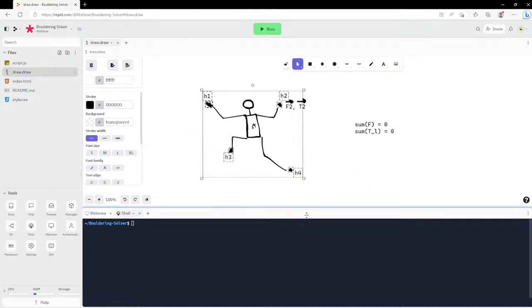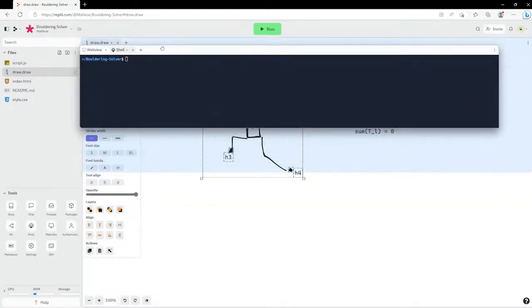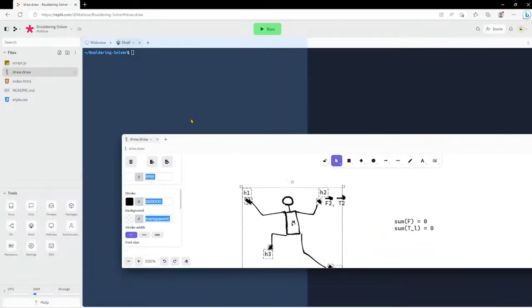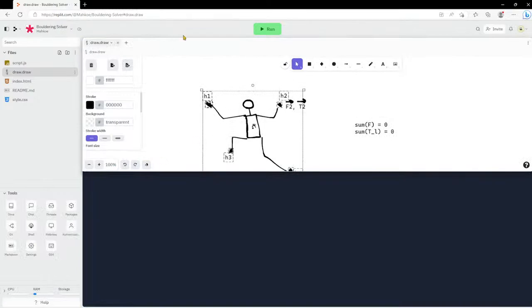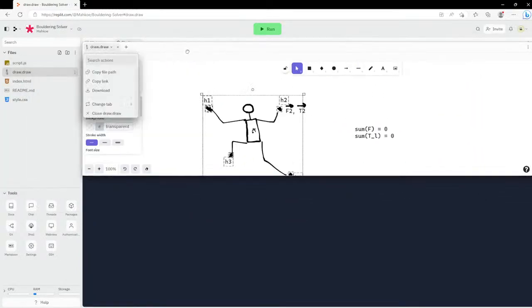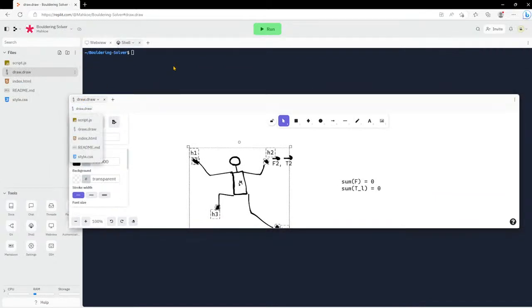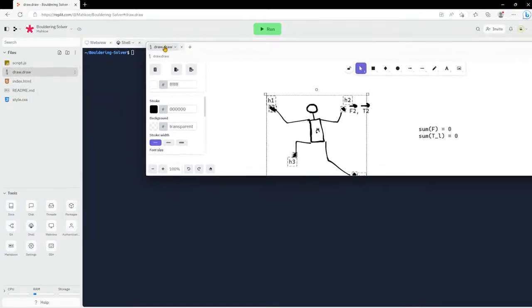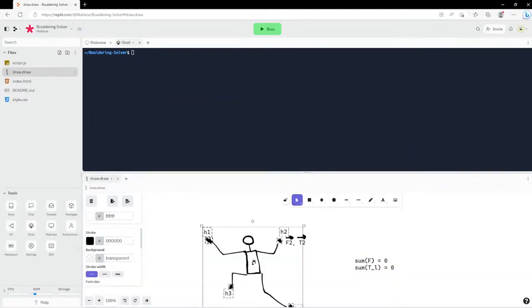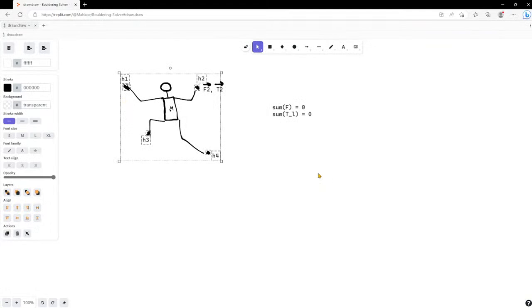I need more drawing space. Can I do this? Oh, wait, no. I can't. Hold on. Oh, here we go. Okay.